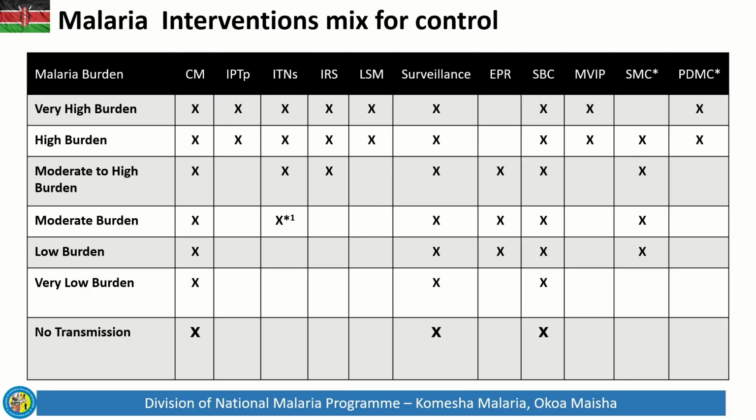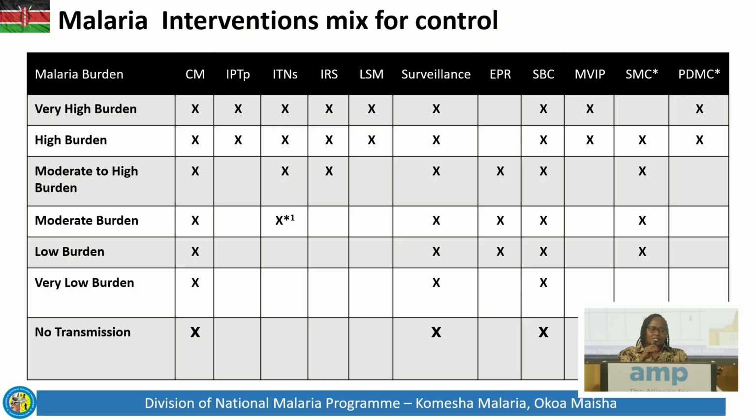And this is basically the intervention mix based on the burden stratification. You can see some are cross-cutting, like case management, surveillance, and as you can see, the others are put according to the risk stratification. But then again, that is based on the data components that we are also collecting, as I had indicated, and also resources that are available.